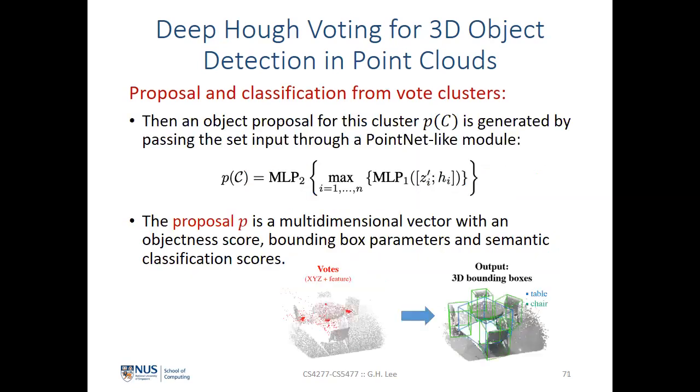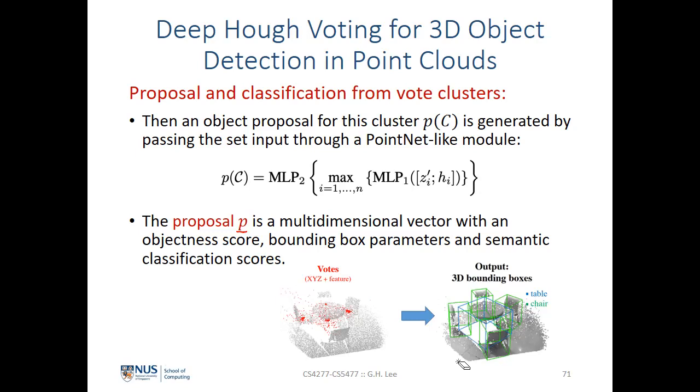Finally, I'm going to put all these votes into an MLP, with 2 layers of MLP here. The output will be a P vector, an m-dimensional vector, where this P vector here includes the objectness score. That means it's 0 to 1. Closer to 1 means that there is an object there. If it is 0, there's no object, then I'll ignore all the other parameters. It doesn't matter anymore.